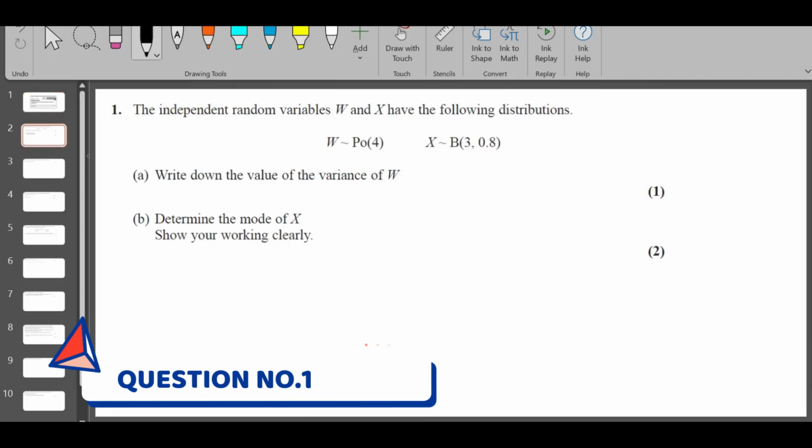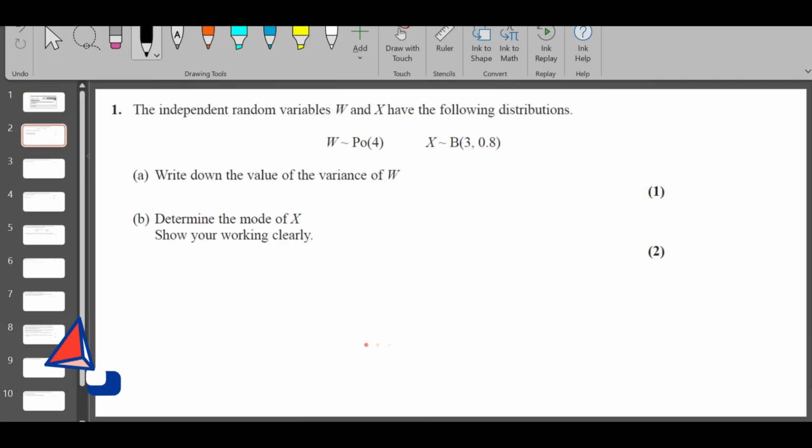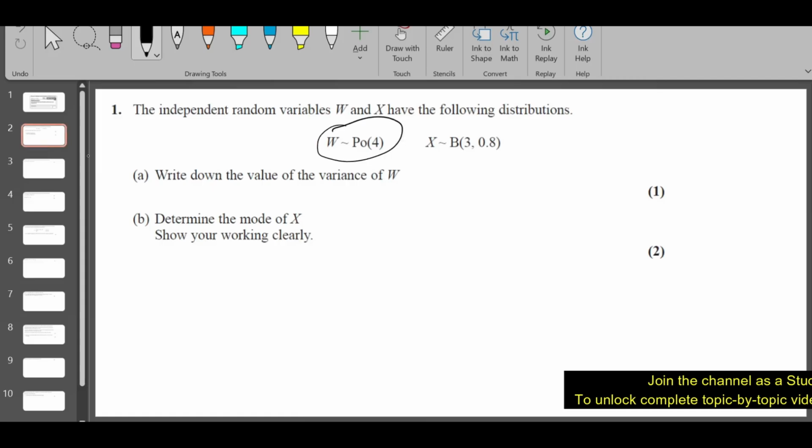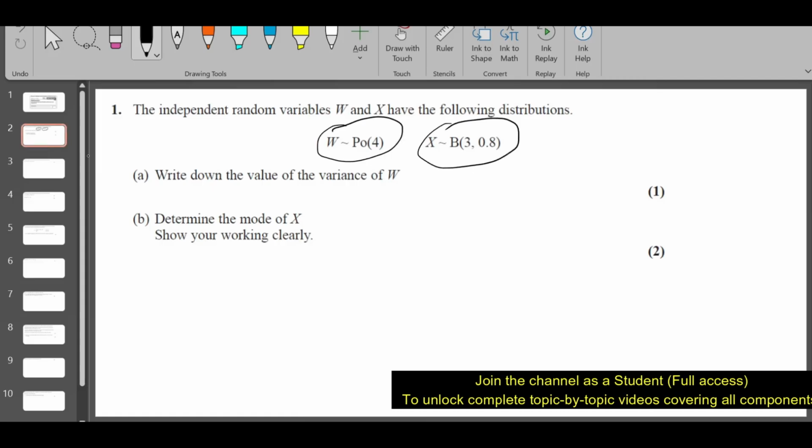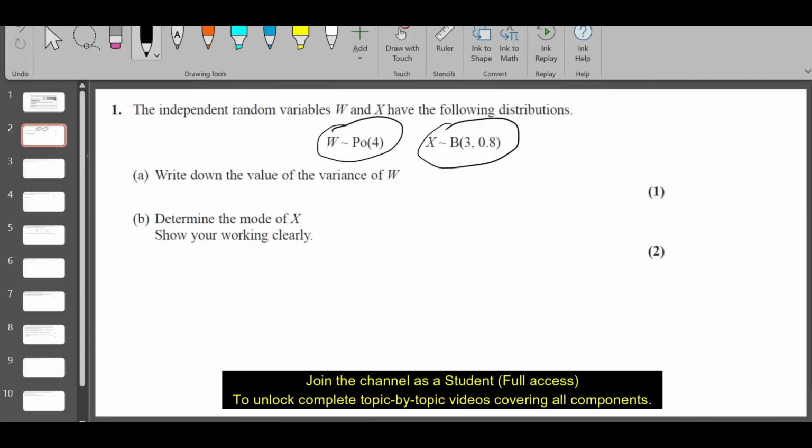So let's look at question number 1. The independent random variables W and X have the following distributions. W follows a Poisson distribution, X follows a binomial distribution. Write down the variance of W.